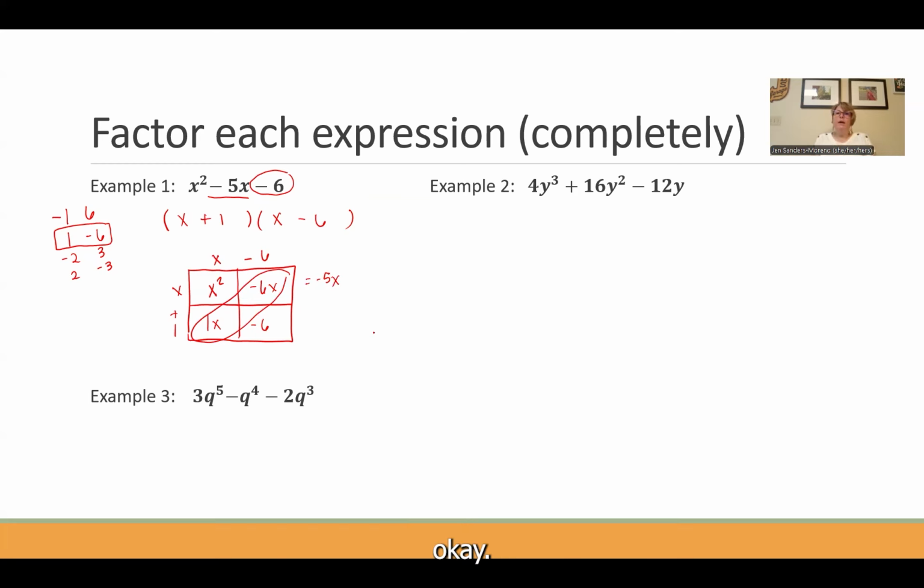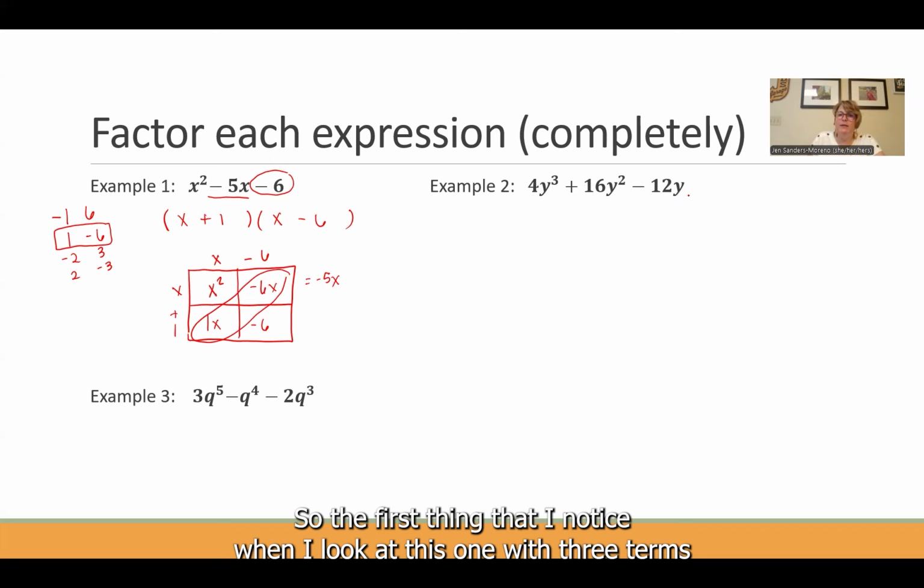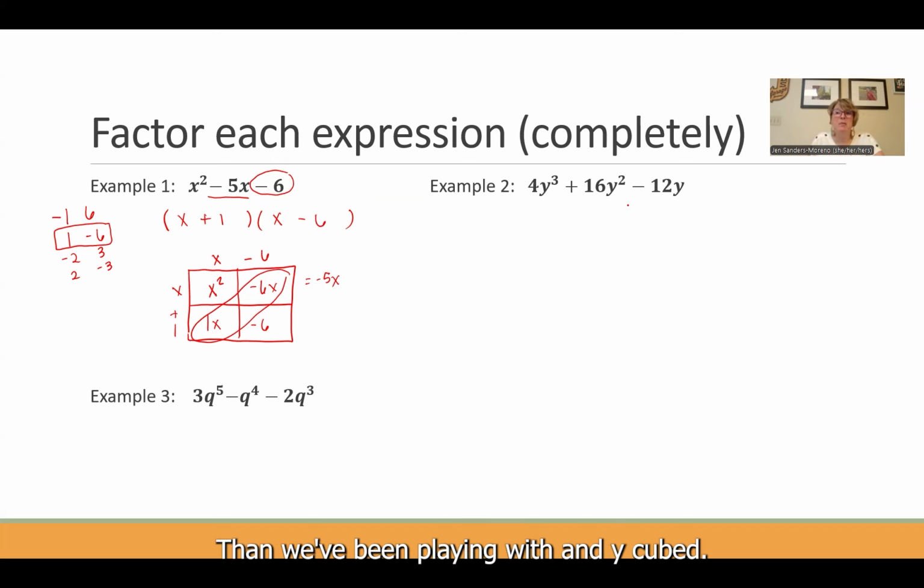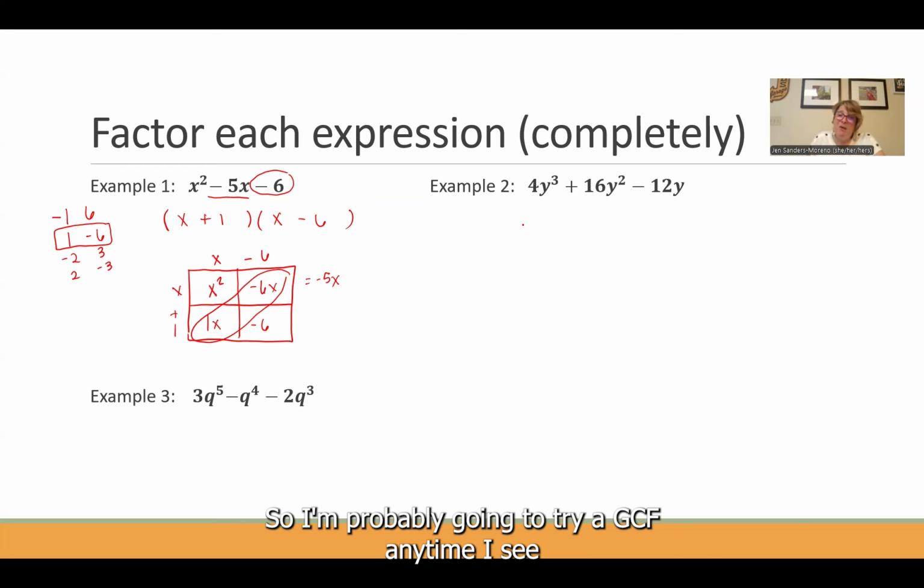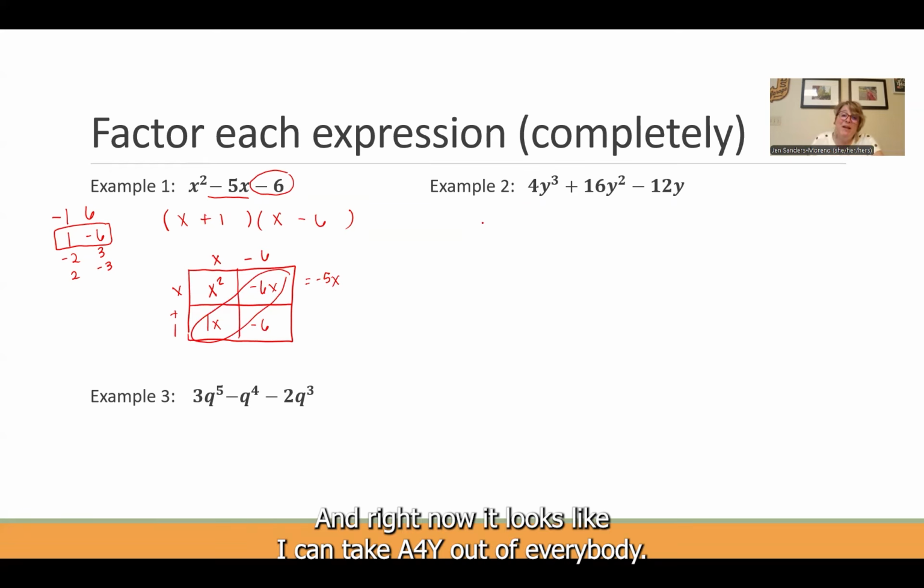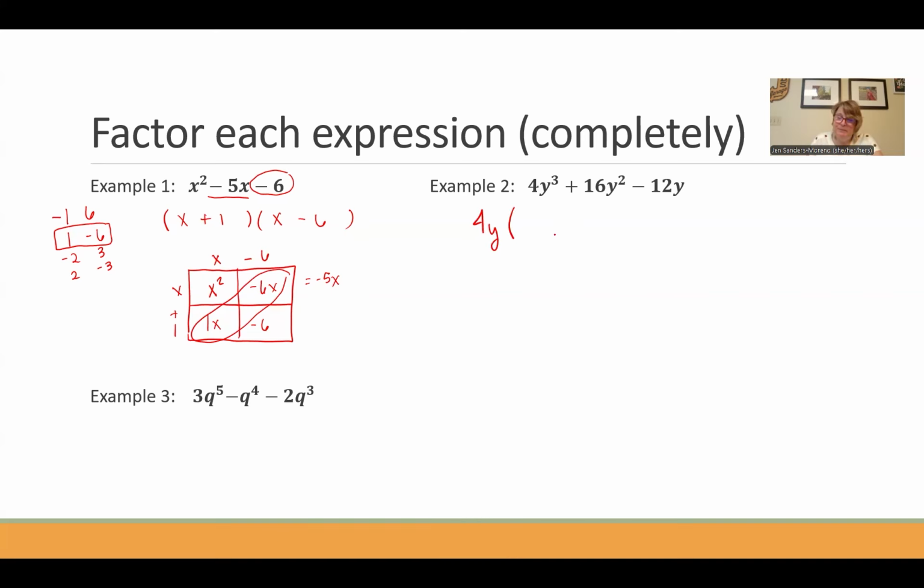Okay. All right. Whew, we're almost done, guys. We're doing great. All right, so over here, the first thing that I noticed when I look at this one with 3 terms is I'm like, geez, all these numbers are bigger than we've been playing with, and y cubed, what the? So I'm probably gonna try a GCF. Anytime I see big exponents or big numbers, I'm gonna think, can I take anything out of everybody? And right now it looks like I can take a 4y out of everybody.